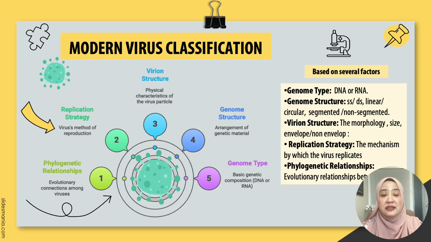Because of these limitations, modern virus classification systems now look at multiple criteria such as information pertaining to the genome type, the genome structure, the virion structure, replication strategy, and evolutionary relationships for naming a virus.